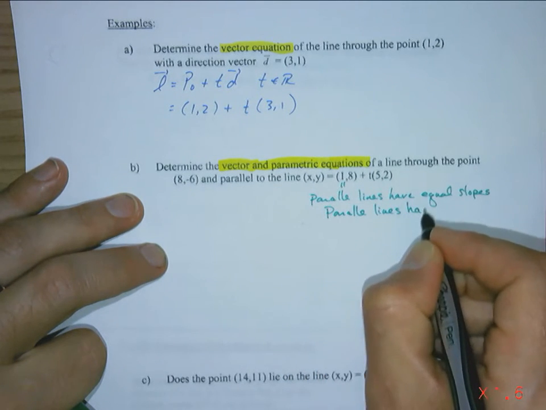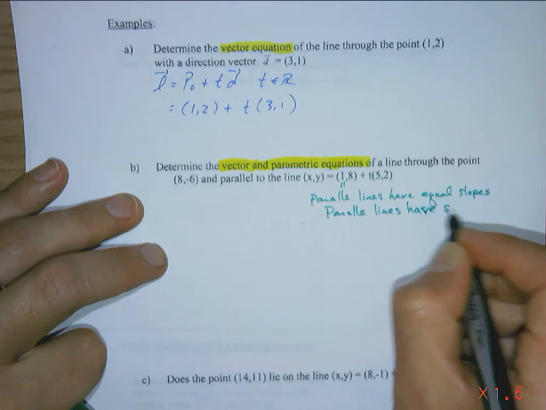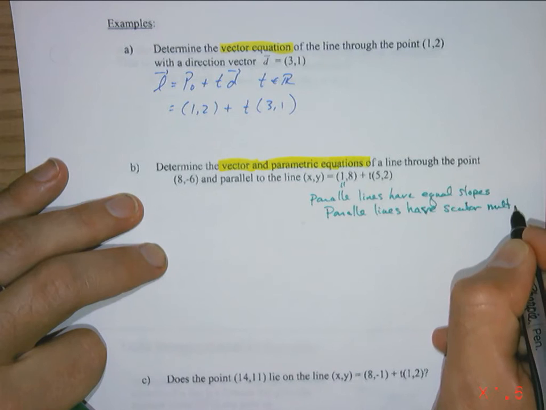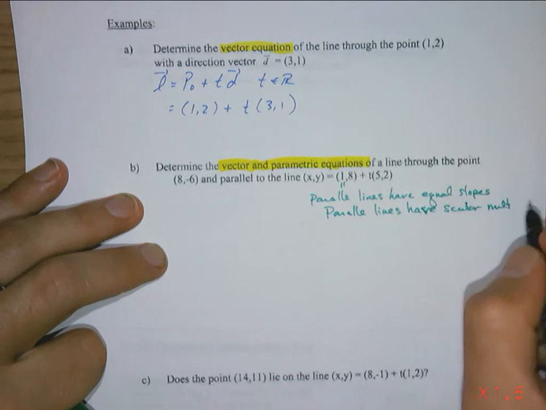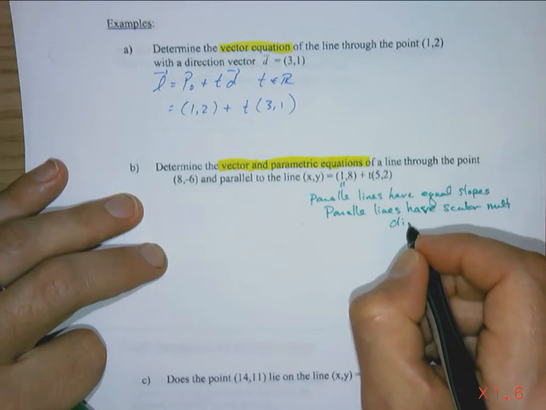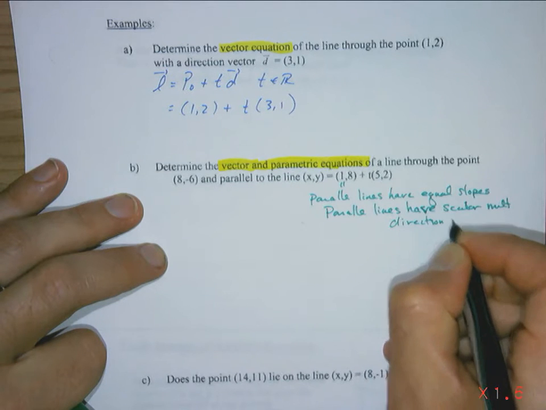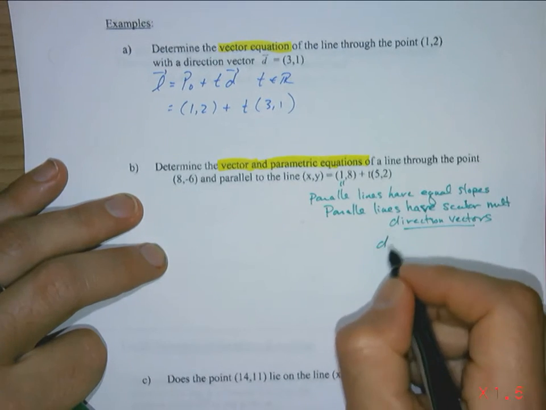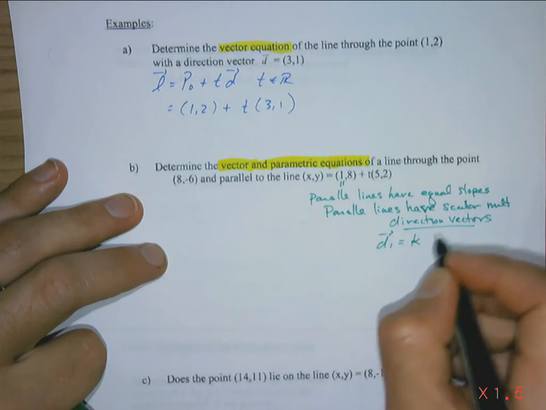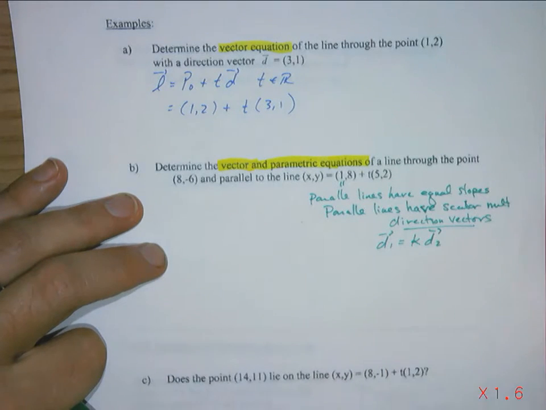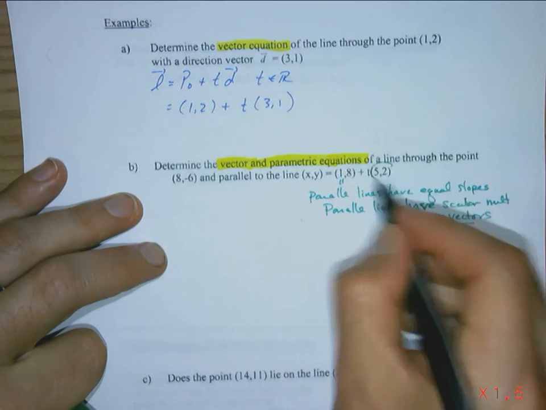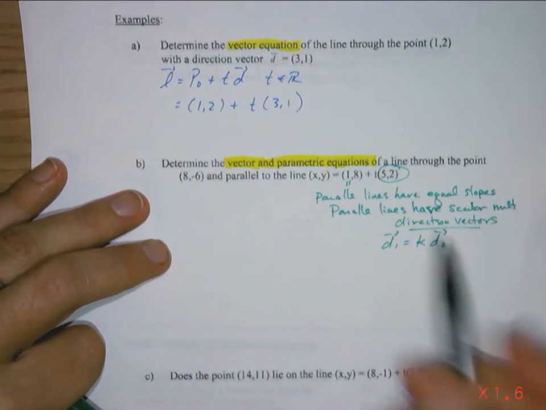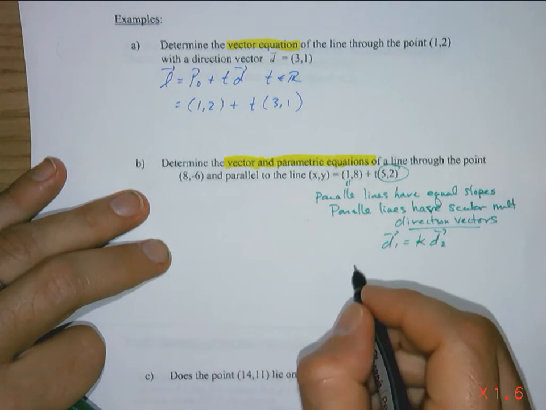We can translate that into grade 12 by saying parallel lines have scalar multiple direction vectors. So direction vector 1 will equal a scalar multiple of direction vector 2. This direction vector is 5, 2. So we're going to use that as our direction vector for our line.